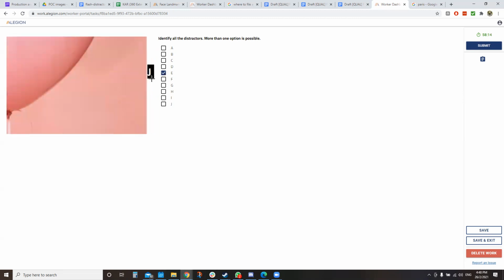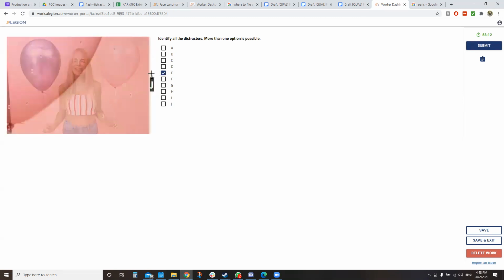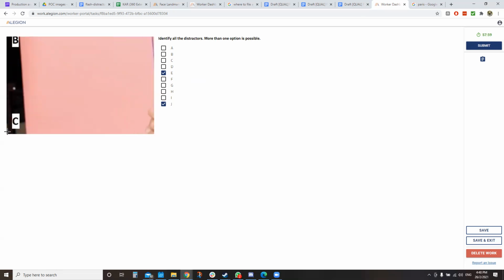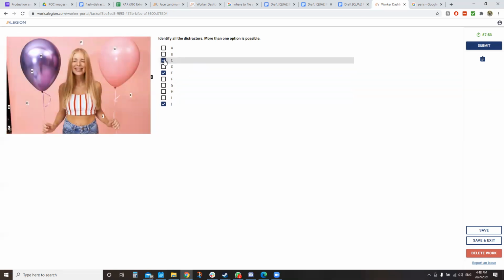And then J is actually outside of the picture. If you think that J, outside of the picture, out of frame, is a distractor, you will answer J as a distractor. And like here, C is this white thing here. If you think that is a distractor, you'll pick C. So this is how you actually do this task. Now you're going into identifying distractors.